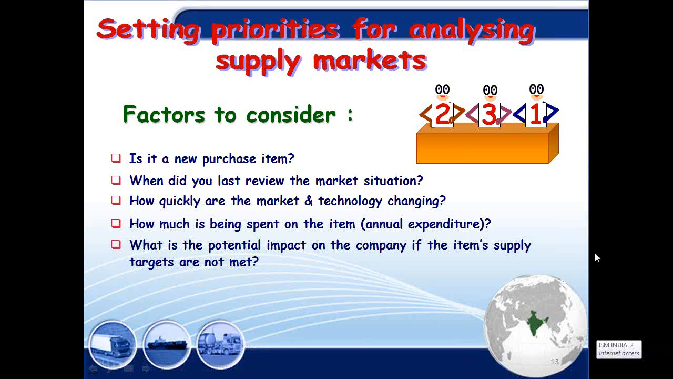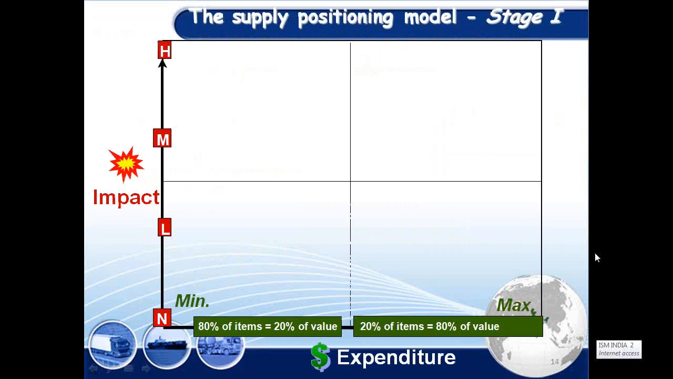So what is the potential impact on the company if the item supply targets are not met? Your target is there, the delivery has to go by 20th, you have to get the material by 15th. If 15th becomes 20th, you might have booked the ship, you might have booked some other things around, so those funds will go waste. So you really need to look at what the impact is if I don't get the goods from the supplier. Now here comes what we call a supply positioning model.